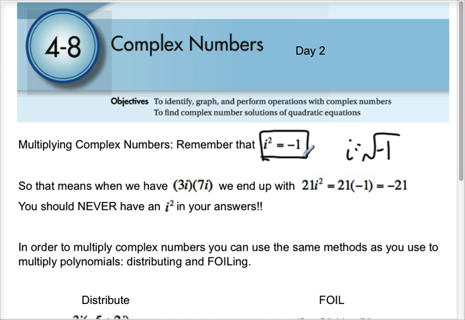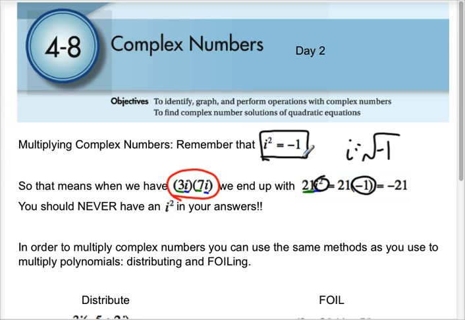So for example, I want to draw your attention to this problem right here. 3i times 7i. So we take the 3 times 7 to get the 21 that's there. Then i times i is i squared. But now what do we do? Well, we take that i squared and we substitute it with -1. So 21i squared all of a sudden becomes just -21.